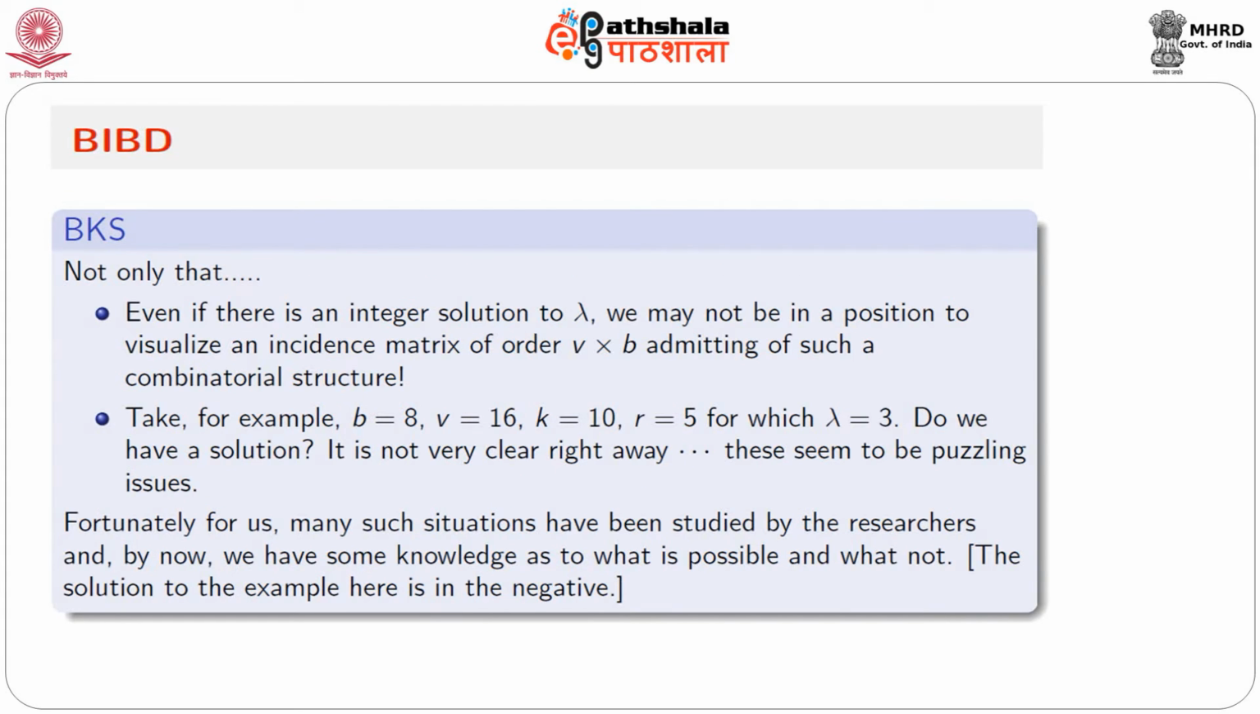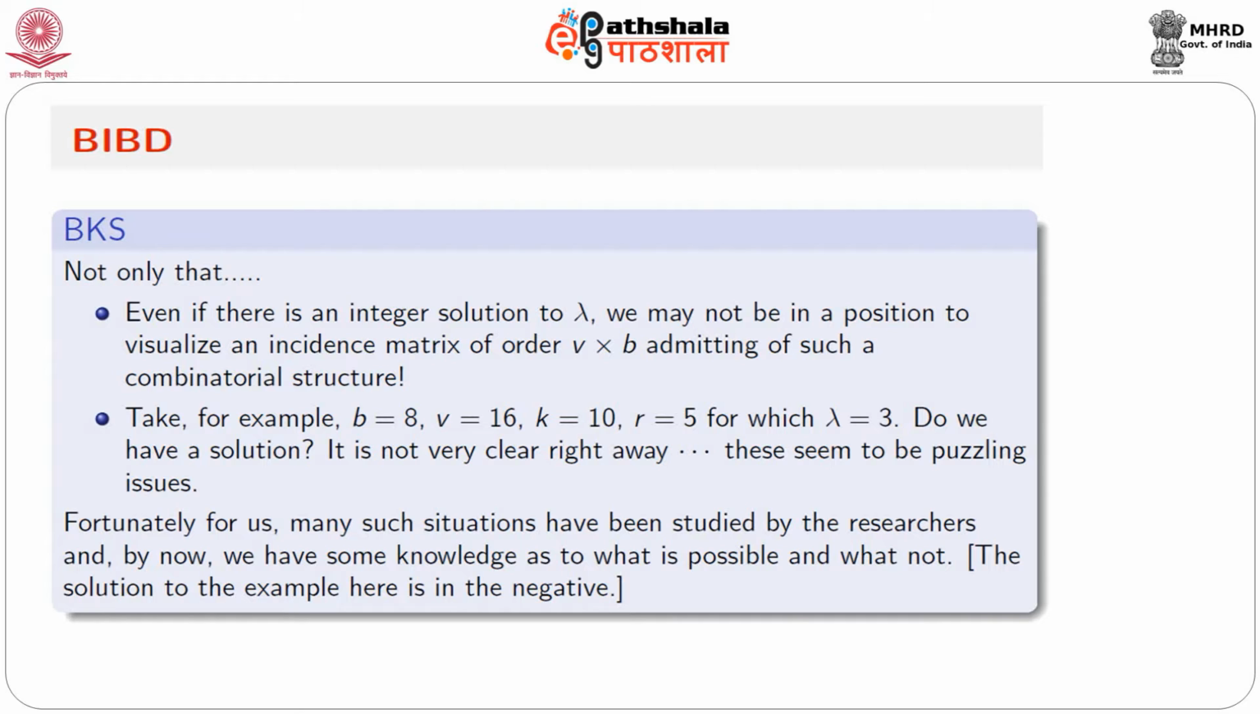So what to do? Sagarika, not only that, even if there is an integer solution to lambda, we may not be in a position to visualize an incidence matrix of order V cross B admitting of such a combinatorial structure, because we have to physically construct this matrix capital N. Take for example B equal to 8, V equal to 16, K equal to 10, R equal to 5. Then you can easily do the computation and you find lambda equal to 3.